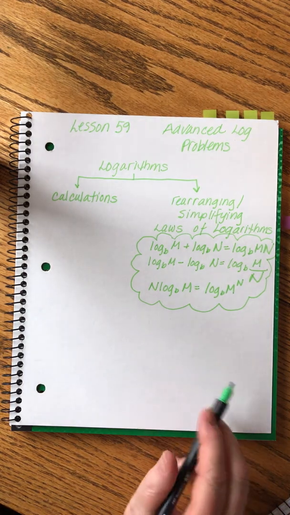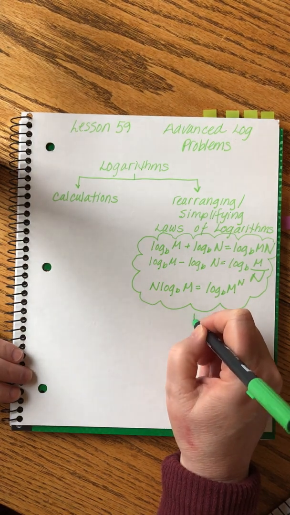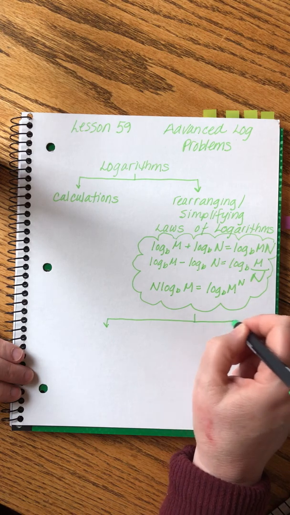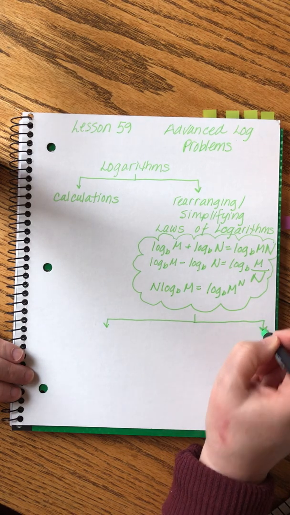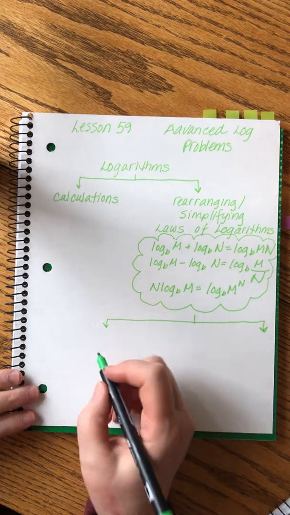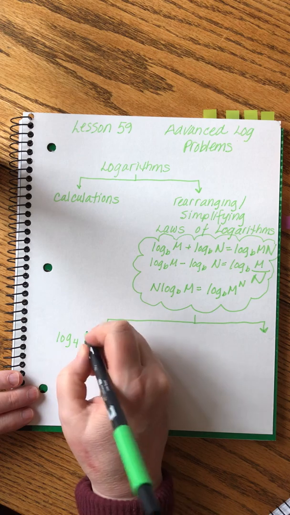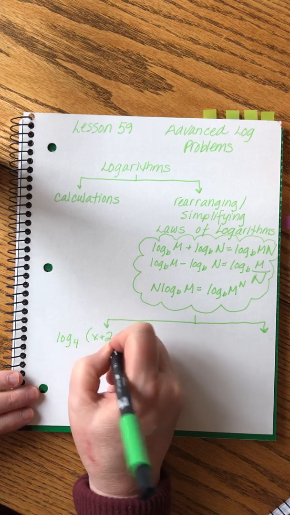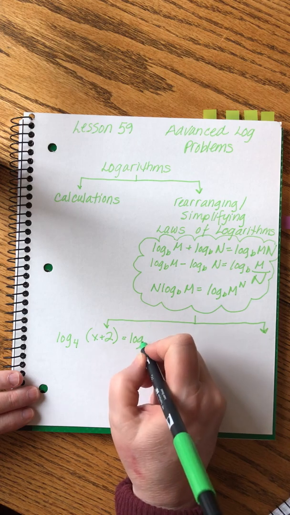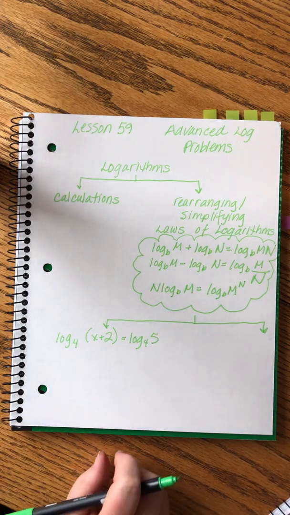All right? Now, today, we're going to take this category and break it apart into 2 different types of rearranging and simplifying problems. The first one looks like this. Something like this. I'll give you a second to copy it. I know I'm going too fast, I'm sorry.